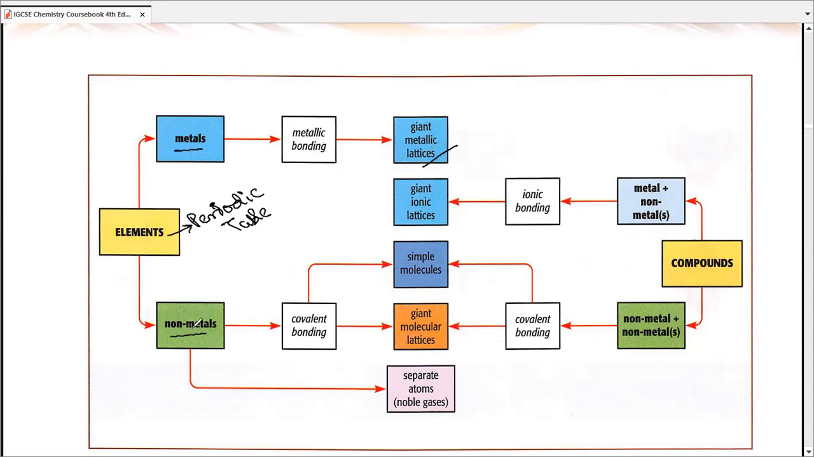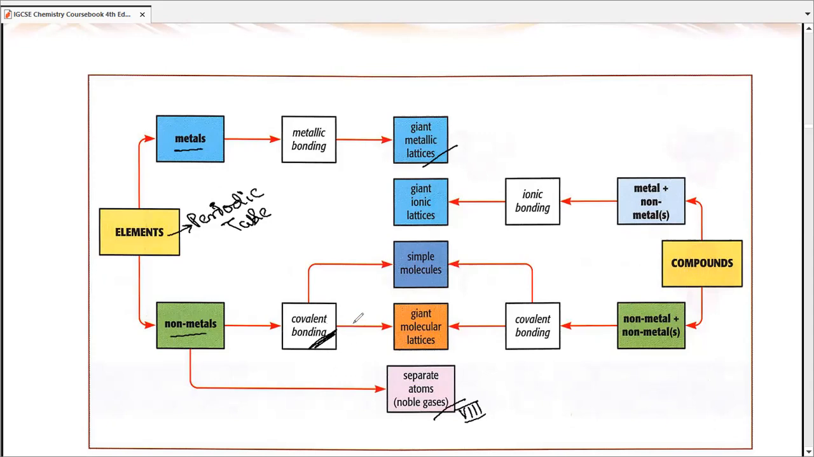If we talk about non-metals, some non-metals exist as separate atoms and they don't bond with anyone. We call them noble gases. This is only true for group number 8, as we have studied. If non-metals bond with one another, the bonding is known as covalent bonding. And as I've explained earlier, covalent bonding is all about a non-metal bonding with a non-metal.